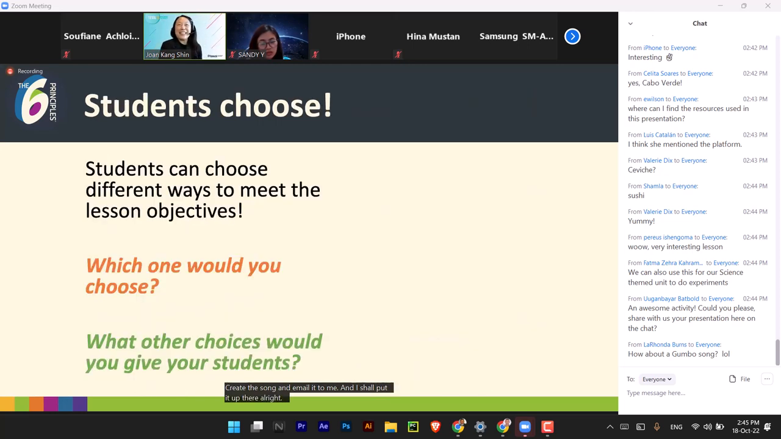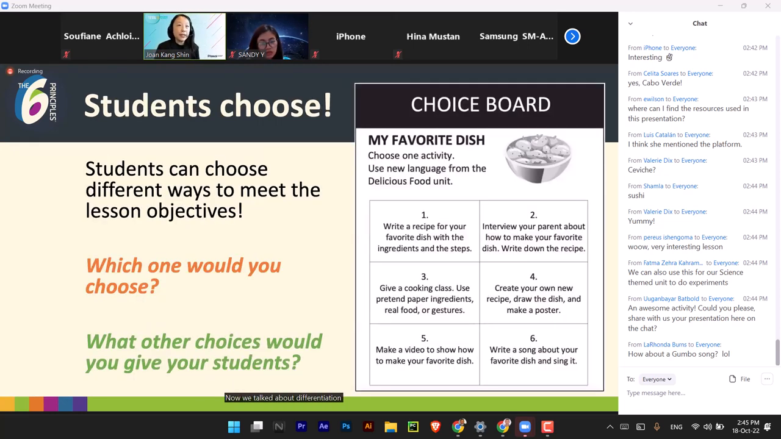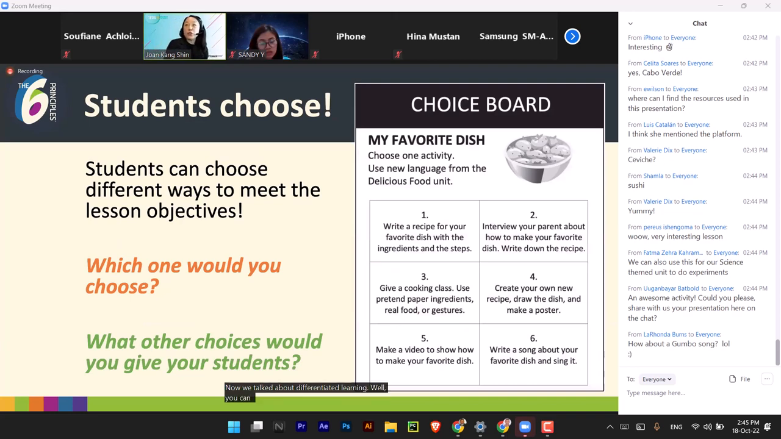All right. Now, we talked about differentiated learning. You can make sure that when you have students engaged in the objectives of your lesson, they can choose the way to meet the objectives. Here you can see I've created a choice board. It's all about your favorite dish, and students can choose an activity and use the new language that they learn.